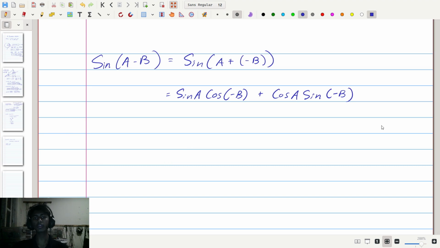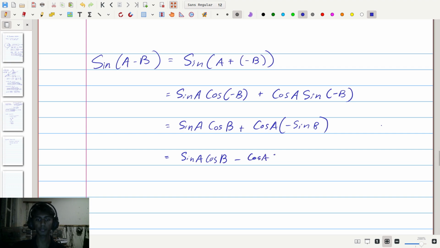So, substituting these two, the fact that sine of negative an angle is equal to negative of the sine of that angle, and cosine of a negative angle is equal to the cosine of the angle, gives us that this is equal to sine of A remains as itself, cosine of negative B is equal to cosine of B, plus cosine of A is equal to cosine of A, and sine of negative B is equal to the negative sine of B. So to multiply cosine of A by the negative sine of B, taking this negative sign outward and into the middle here, we can write this as sine A cos B minus cos A sine B.